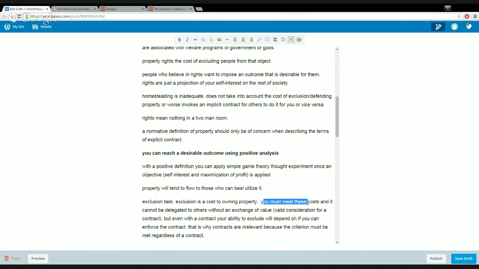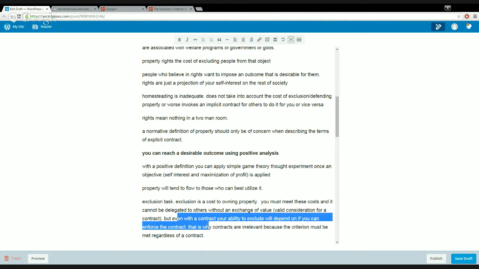You must meet these costs, and it cannot be delegated to others without an exchange of valid consideration for a contract. But even with a contract, your ability to exclude others will depend on whether you can enforce the contract. That is why contracts are irrelevant, because the criterion must be met. The exclusion criterion must be met, regardless of whether there's a contract or not, right? You still have to be able to enforce the contract. So ultimately, the responsibility still lies with you to satisfy the exclusion criterion.